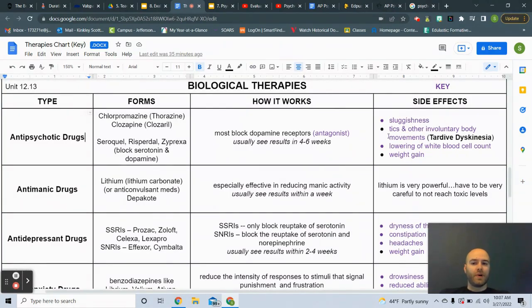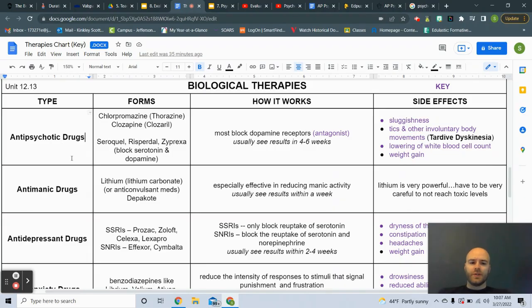This is a very popular issue with antipsychotic drugs. It's called tardive dyskinesia. I'd make a note of that. Maybe highlight that. It's one that they like to ask you about. And the lowering of white blood cell count and weight gain. So these things are major factors in why some people stop taking their antipsychotic drugs when they're dealing with schizophrenia.